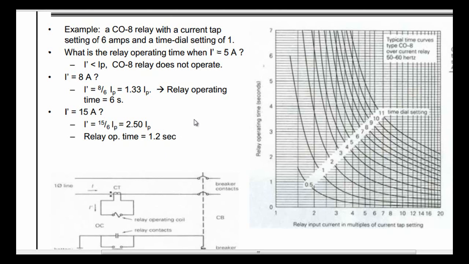So how do we find the pickup current? We divide I dash by the current tap setting. Then after finding the pickup current, we look at this. The pickup current is actually the input current in multiples of the current tap setting, and then we look at the time dial setting. We adjust it on the relay to get the operating time of the relay.